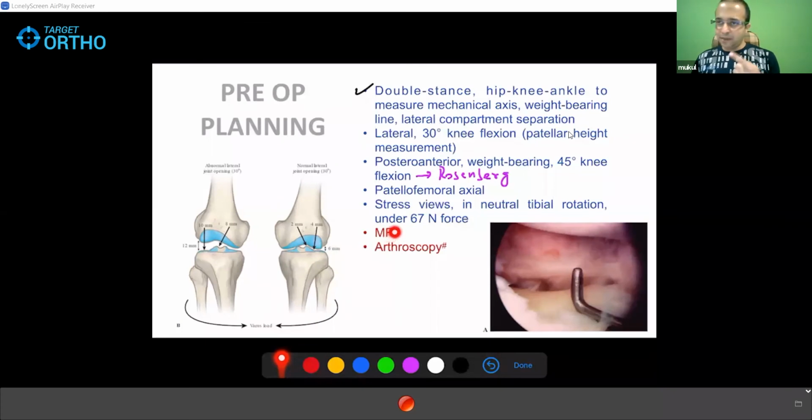MRI करानी है ACL देखने के लिए, cartilage loss देखने के लिए, और आर्थ्रोस्कोपी हो सके तो करानी है. It is advised that you should be first doing an arthroscopy and then an STO, but this is by and large a subjective thing. No patient agrees actually in the clinical practice, but guidelines में है. So these are the list of the investigations that you require in your pre-op plan. Okay, before you proceed to the STO, I hope everything self-explains itself.